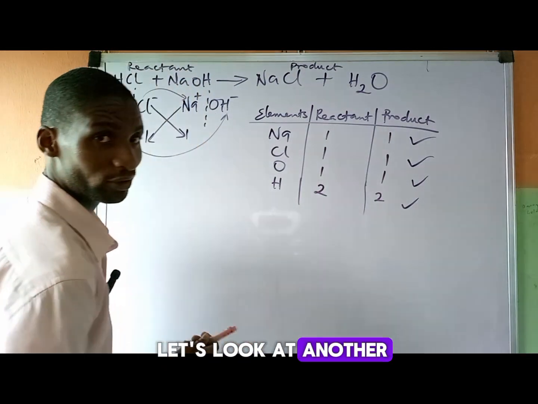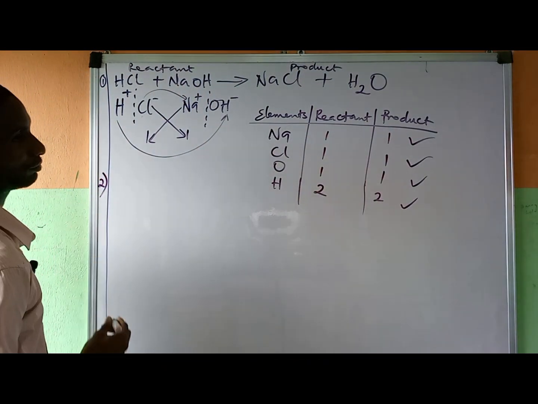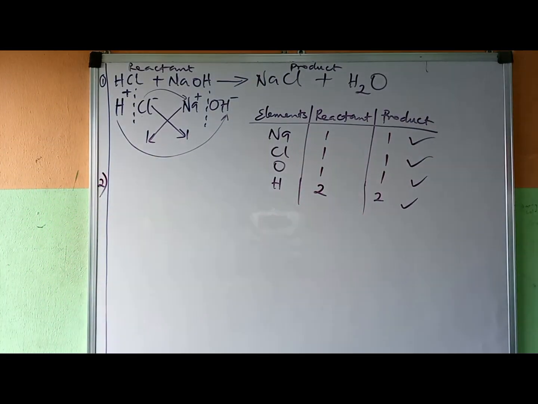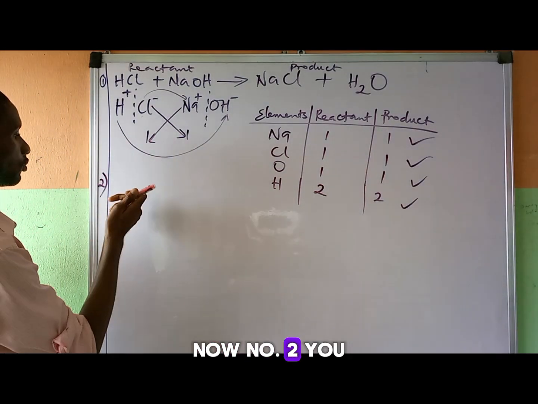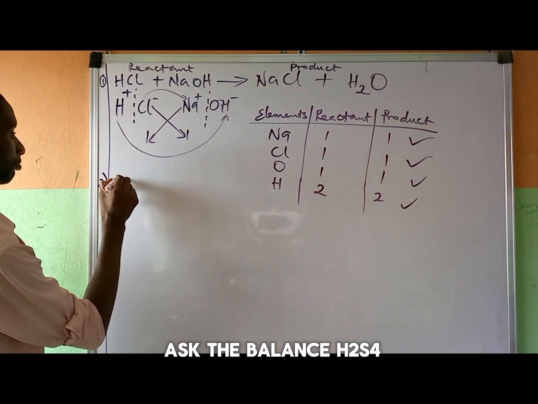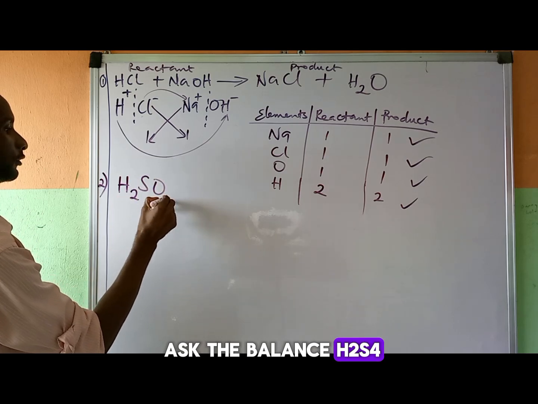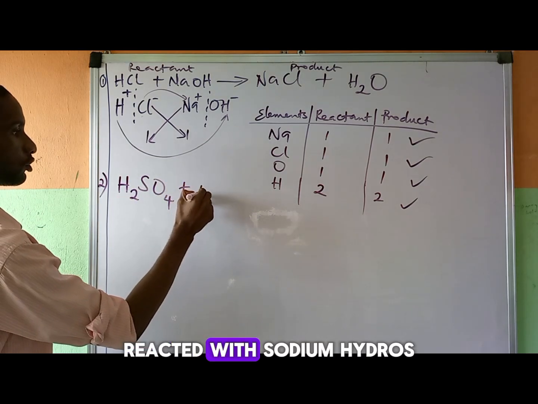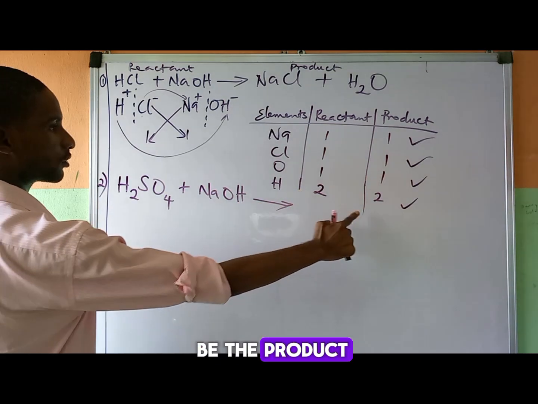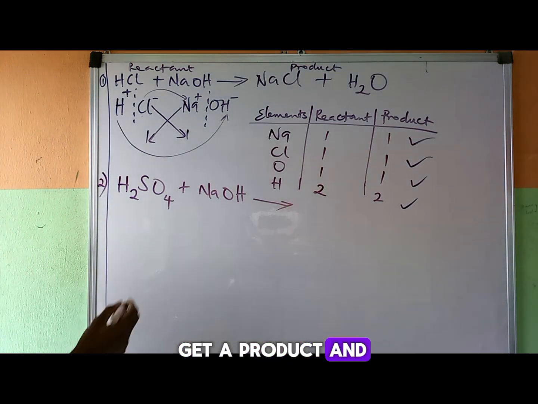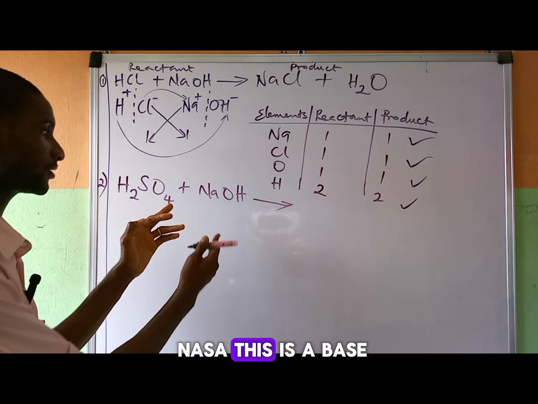Let's look at another example, number 2. Now, number 2, you are asked to balance H2SO4, reacted with sodium hydroxide. What is going to be the product? So you have to get the product and balance it. So this is an acid, this is a base.